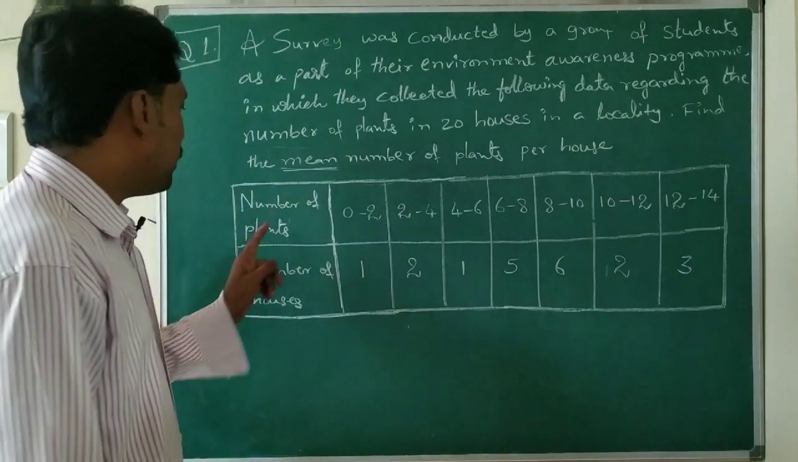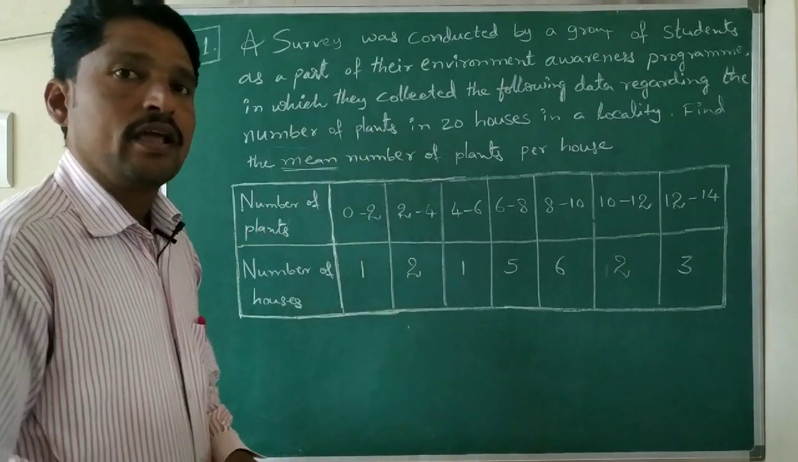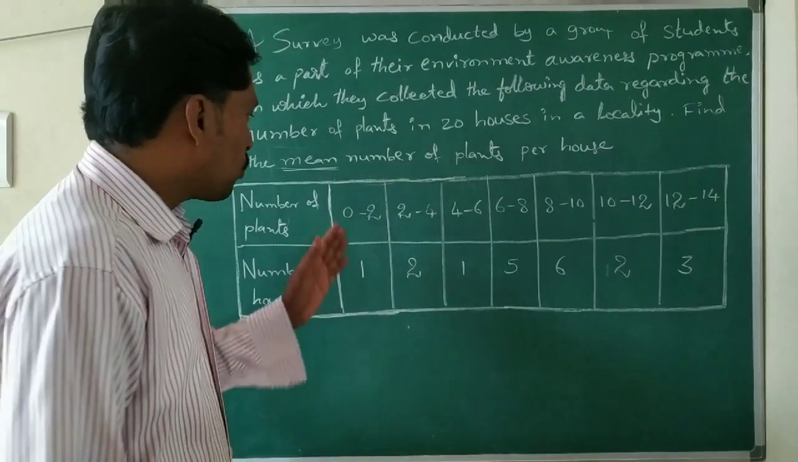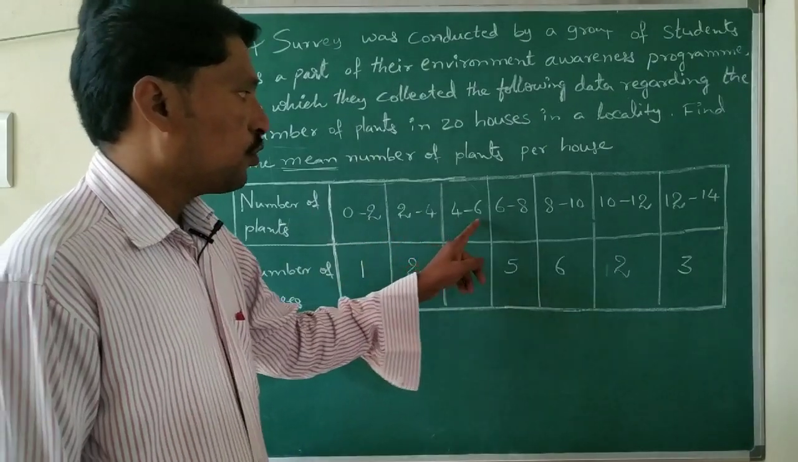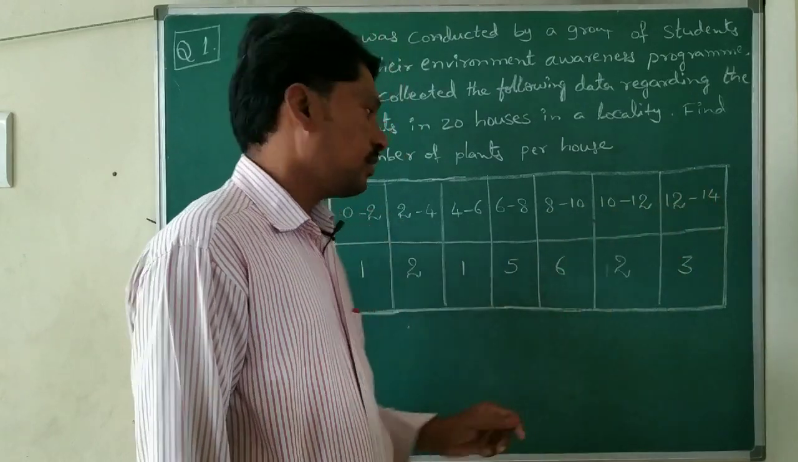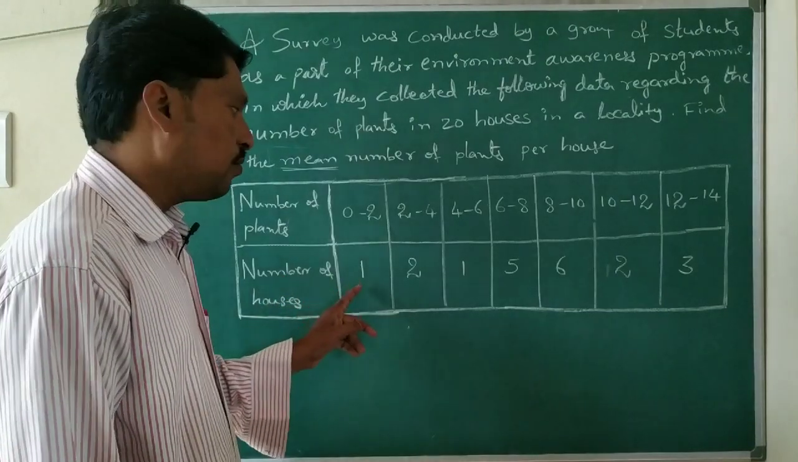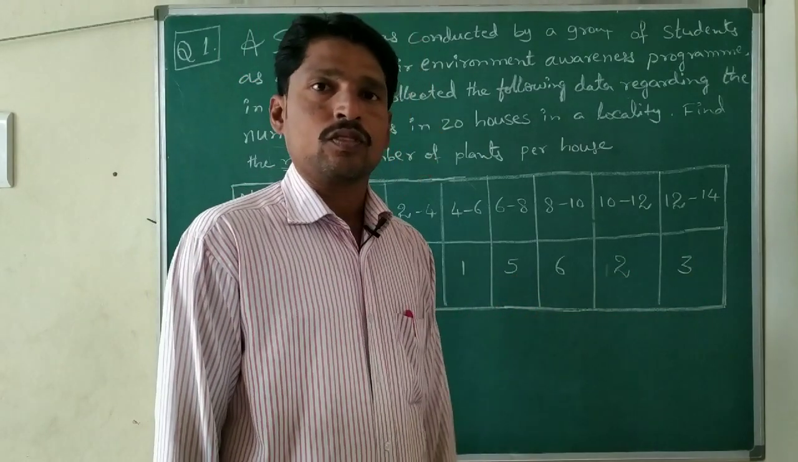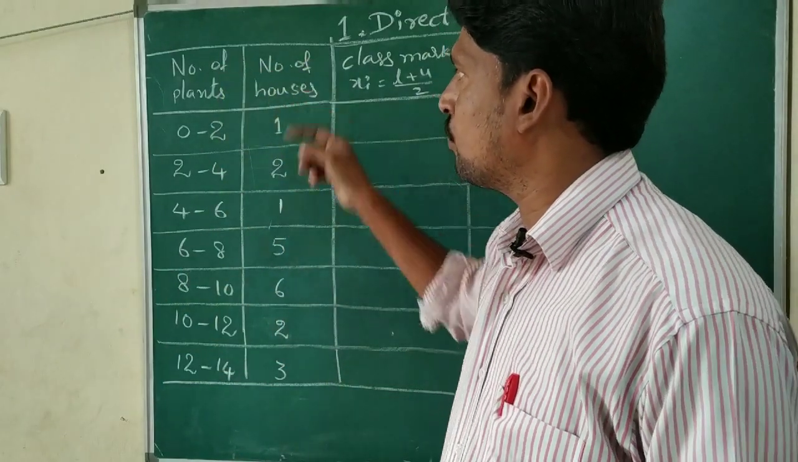Here number of plants are given and number of houses also given. So number of plants we are taking as class intervals, number of houses we are taking as frequency. The class intervals are 0 to 2, 2 to 4, 4 to 6, 6 to 8, 8 to 10, 10 to 12, 12 to 14. Number of houses is the frequency, given by 1, 2, 1, 5, 6, 2, 3. Now the given data is written like this: number of plants and number of houses.